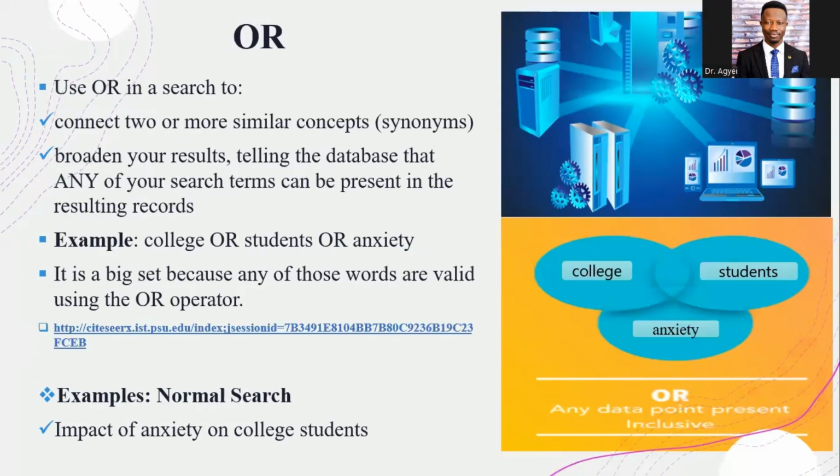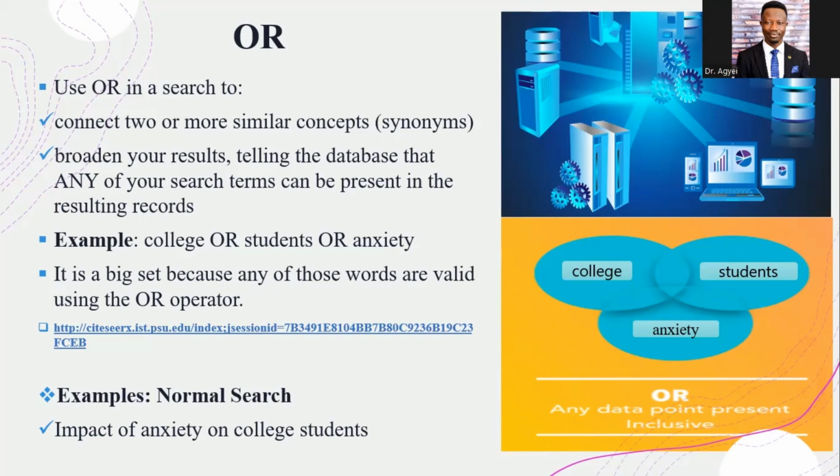And then another Boolean operator is OR. So when you use that operator, you connect two or more similar word concepts. It will broaden your what? Your results, telling the database that any of your search terms can be present in results. So it is more like the opposite of AND. This time it has to go in and bring everything, anything that the database contains that has any of your keywords.